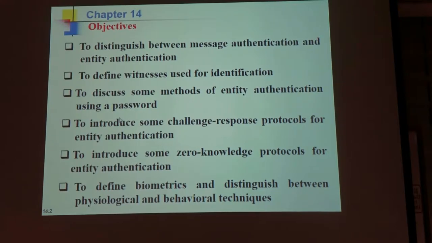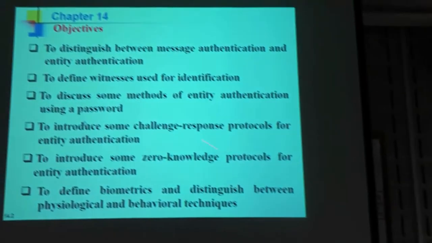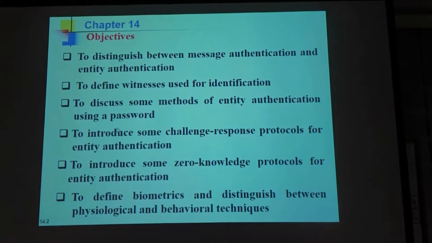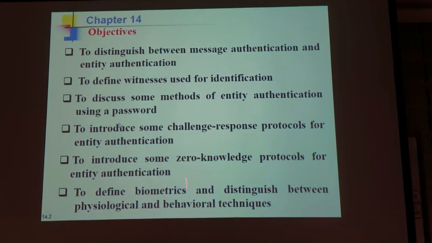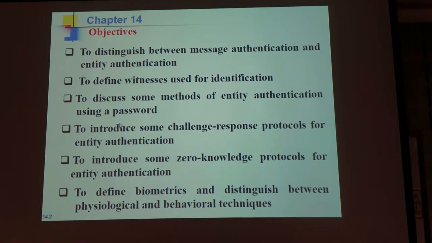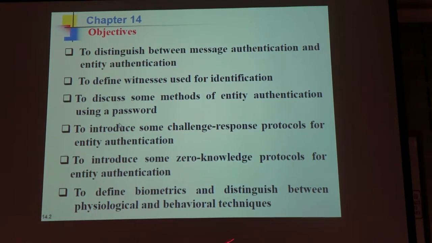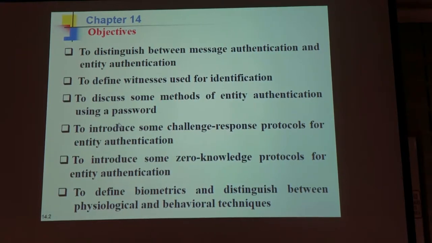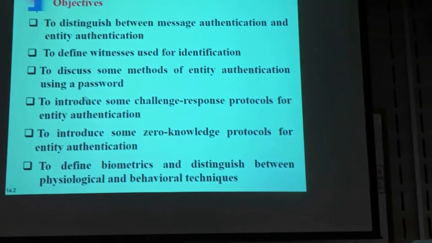So a user is an entity. You could authenticate him with a password. Enter your password. If it's a good password, then he is the correct entity or the authentic entity. Then we introduce some challenge response protocols for entity authentication. There are different techniques called challenge response. Then we introduce some zero knowledge protocols for entity authentication. Then we define biometrics. Nowadays, you could log in with your eye, with your fingerprints, with your face. That's biometrics, right? So you could use biometrics to distinguish between physiological and behavioral techniques.